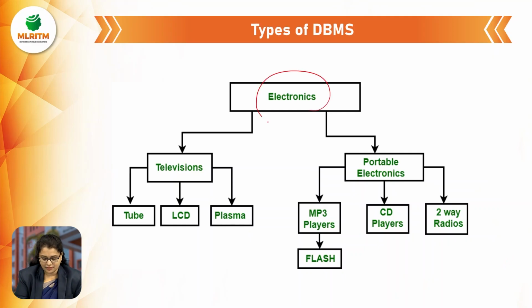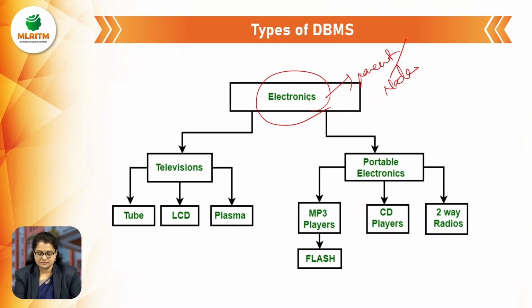So this is the electronic devices. Electronic devices here is a parent node. This particular parent has multiple children. It has two children here: one is television, and the second one is portable electronics. Television is divided into three children: tube, LCD and plasma. And portable electronics is again divided into three children: MP3 players, CD players, and two-way radios.